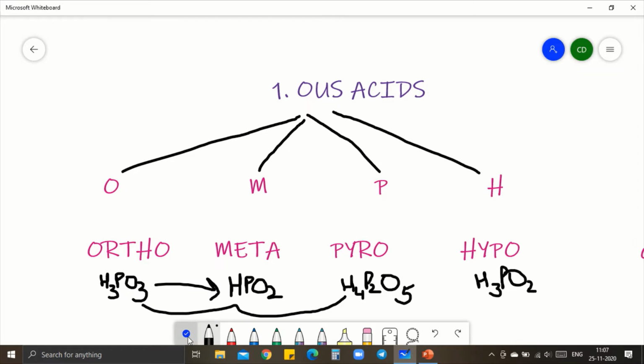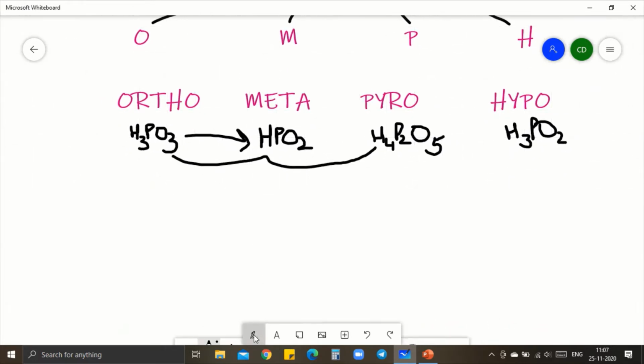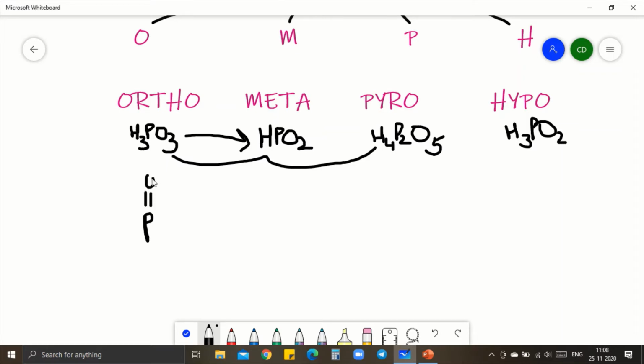So now let's learn about structures. Structure of orthophosphorus acid. There is a simple condition for -ous acids, that is one P double bond O should be there. So P double bond O is completed. Now there are two oxygens which make two OH groups, OH, OH, and there is one left over, that is hydrogen. Just place it here.